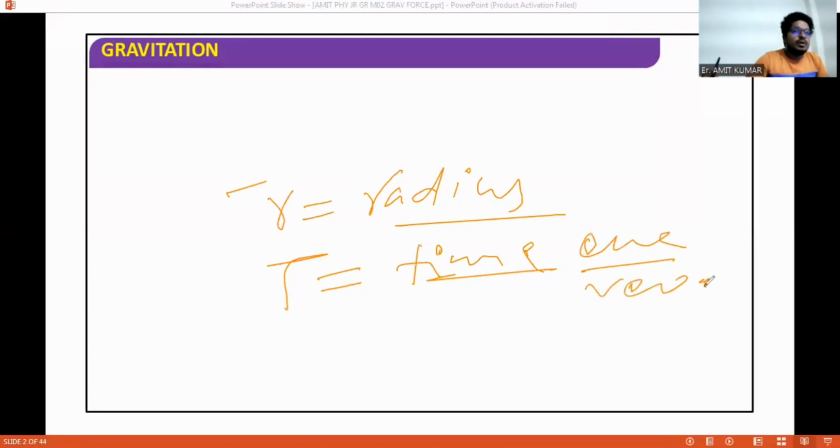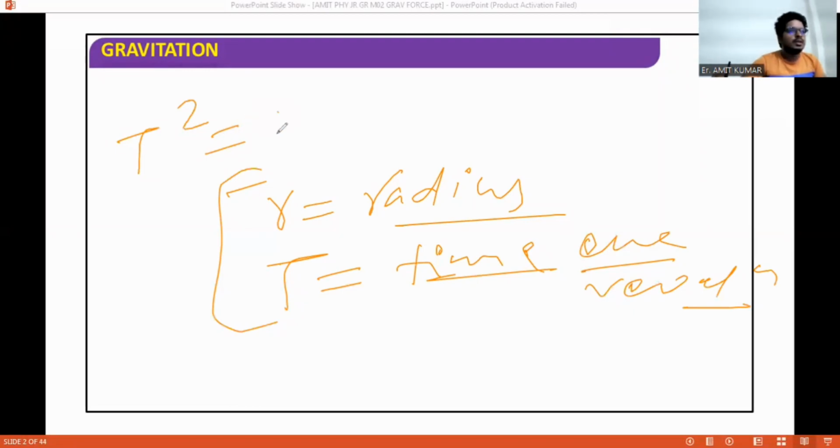We use this time for different conditions, for different planets. Suppose we know the time of revolution for Earth, and we want to find the time of revolution for another planet. If we know the radius of the orbit, you can do it easily using this relation. Actually, this is proportionality: T square is proportional to R cube.